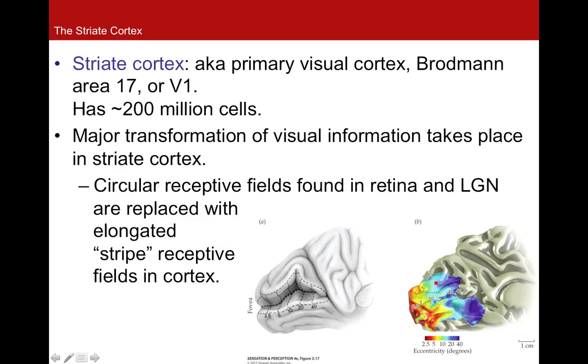With our striate cortex, our primary visual cortex, there's about 200 million cells, and there's a major transformation of visual information that takes place there. For example, the circular receptive fields that are found in the LGN end up getting replaced with elongated, stripy receptive fields in the cortex, which of course helps give it its name. So cells in the striate cortex are going to respond best to what? To bars of light, right? Rather than spots of light.